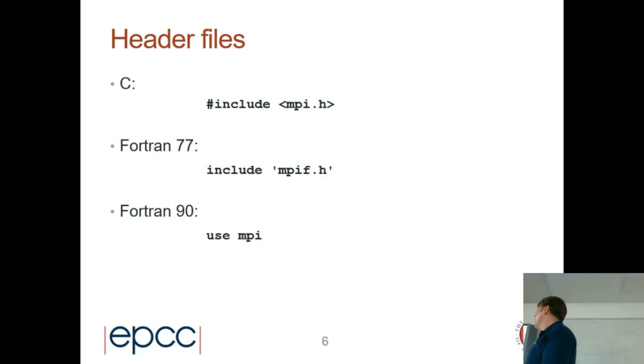So the first bit of code: when you use a library, you have to include lots of stuff. So in C, you do #include mpi.h, as you do in C++. Fortran 77, which hopefully none of you do, you do that. Everyone should be using use mpi.